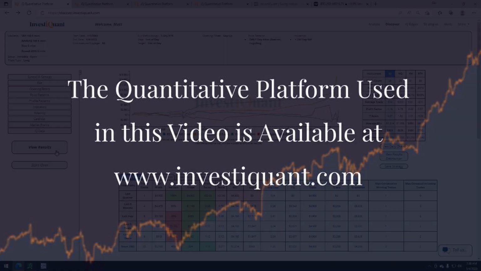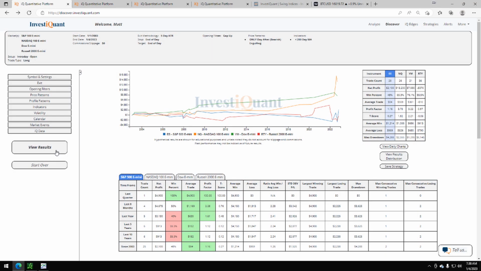These are the results based upon entering the market long at 9:30 a.m. Eastern Time, exiting at 4:15 p.m. Eastern Time, when you are gapping up when the prior session had a bearish engulfing candlestick pattern that closed below a 200-day simple moving average. Historically, we have 25 samples in the S&P. We've got 26 in the NASDAQ, 21 in the Dow, 36 in the Russell.